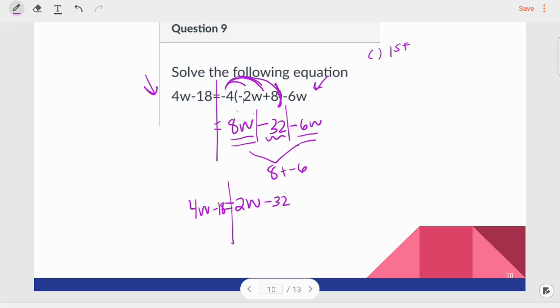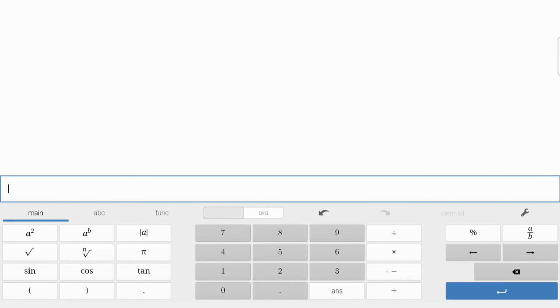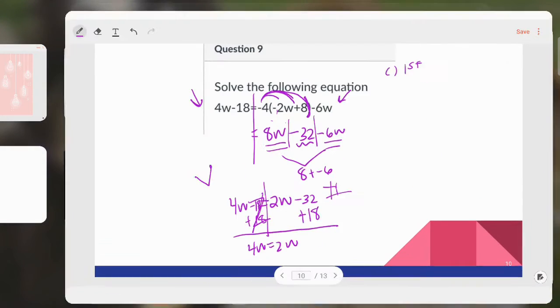Which side has a bigger variable? Now I'm going to choose my variable side. This one does. This is my number side. So I'll get rid of the 18. I'm going to add because I've got subtraction going on. That zeroes out, and I'm left with 4w is equal to 2w. And negative 32 plus 18 is negative 14.